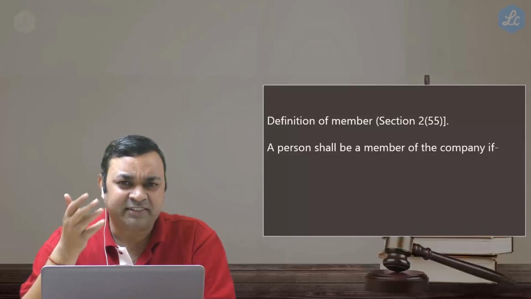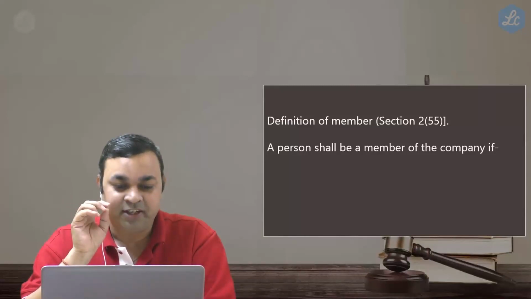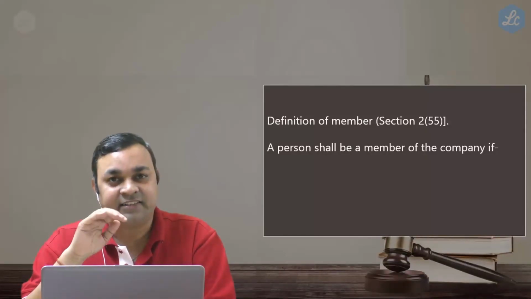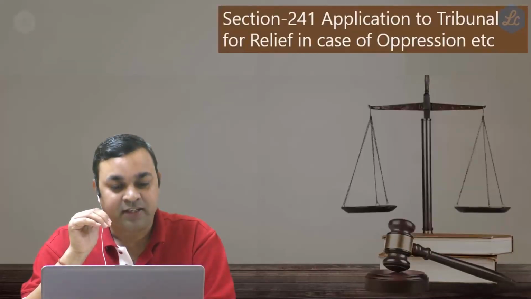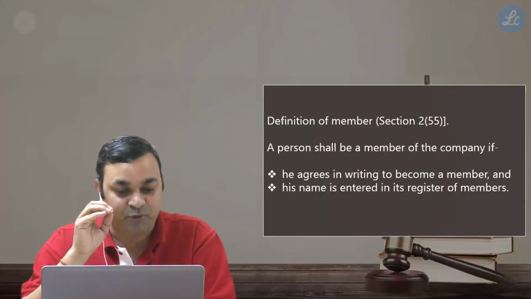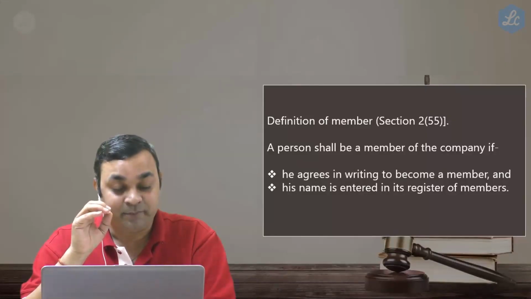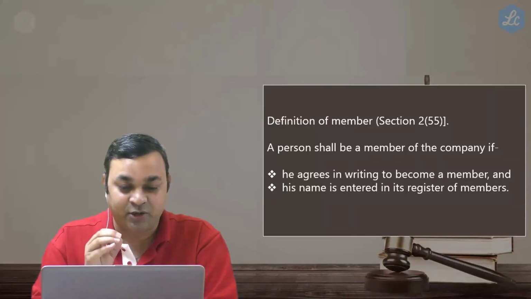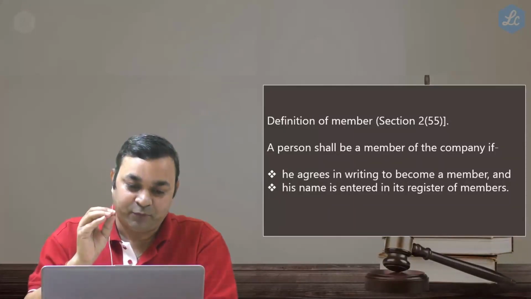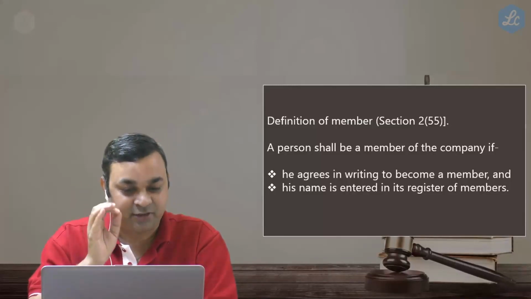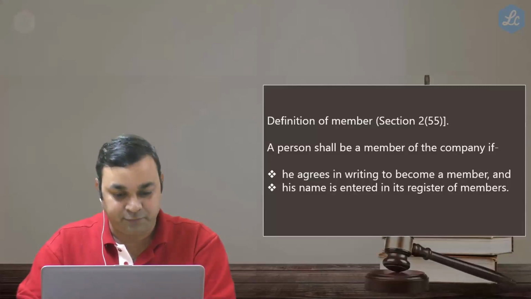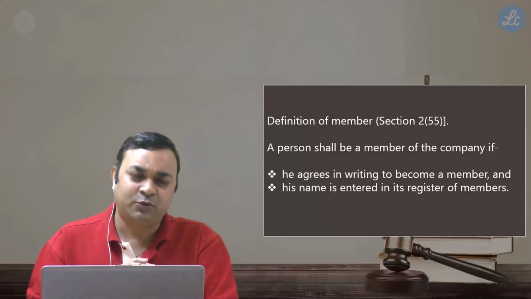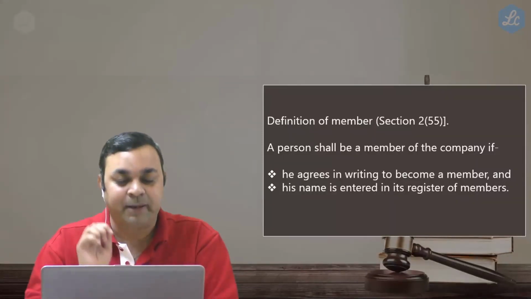Before going towards section 241 and section 244, first we need to understand the definition of member. Basically, sections 241 and 244 provide protection to the members only. It means a director or any other person related to the company is not eligible to file an application before the NCLT to claim relief under section 241 and section 244. This is the prerequisite.